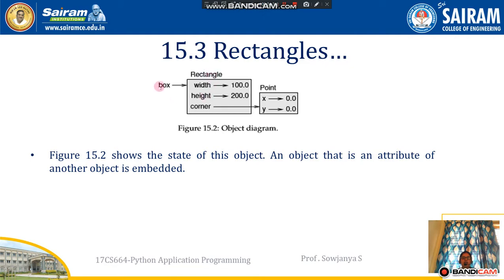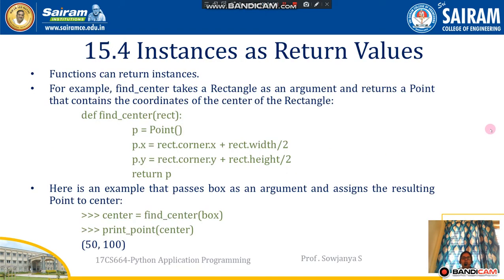Now we have a rectangle class and then we have an object, and inside the object we have three attributes, and the corner object, inside the corner attribute we have other attributes, that is x and y, which can be considered as the point. Okay, so this shows the state of this particular object. So this is about how you can use the rectangles.